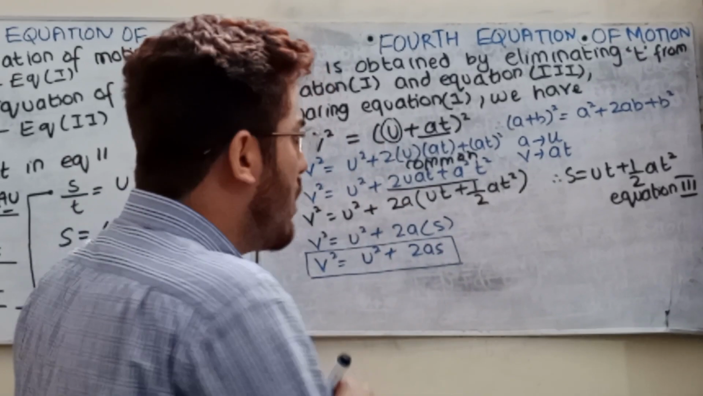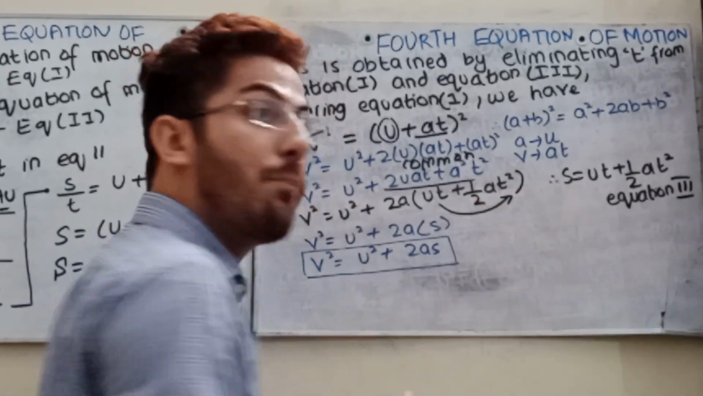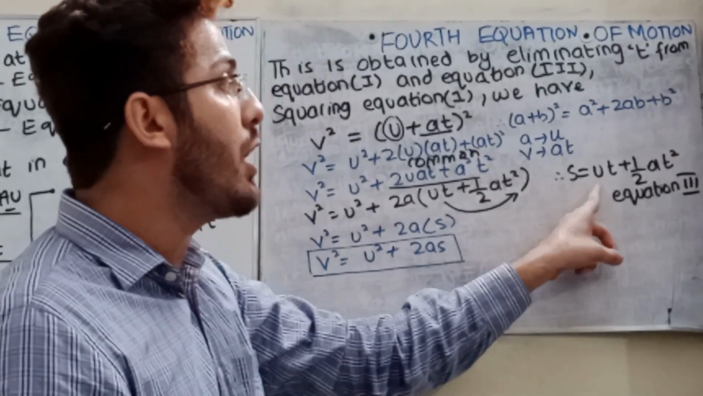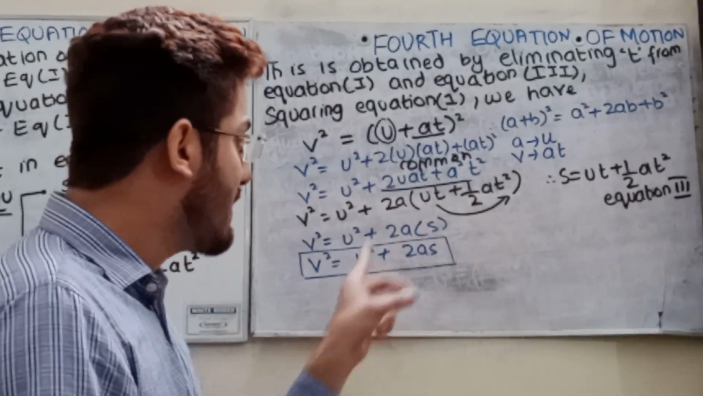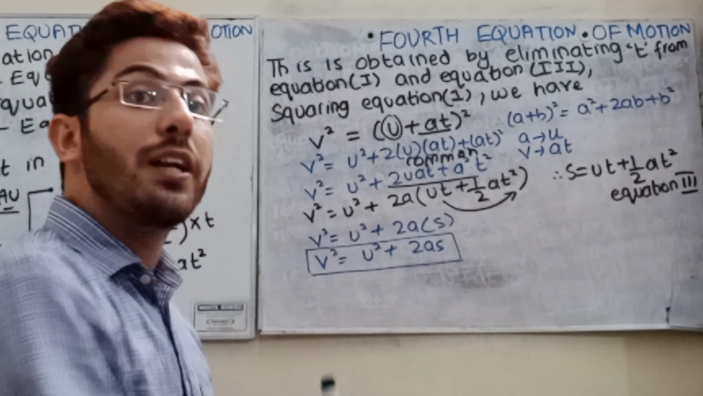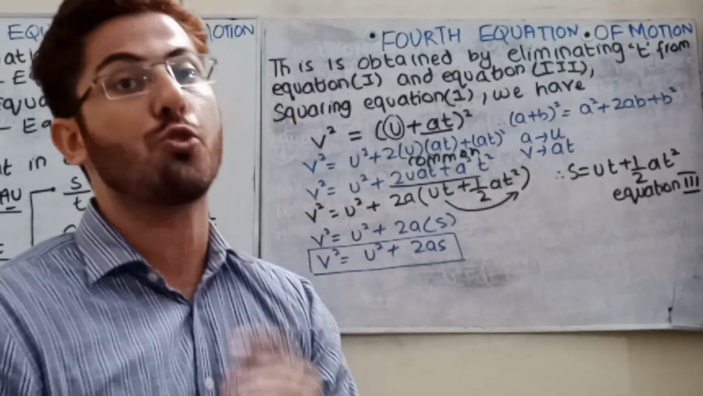Now you do remember, student, this is definitely equation number 3. If you remember, distance is equal to initial speed into time plus half at square. If you remember, we can replace this thing. We got the answer, final speed square is equal to initial speed square plus 2al.